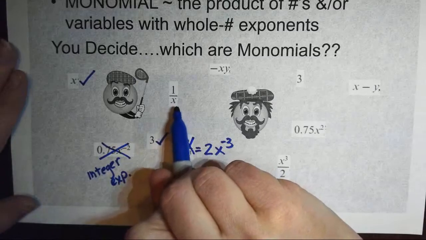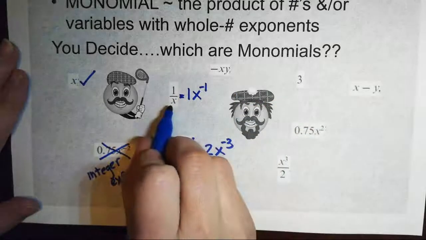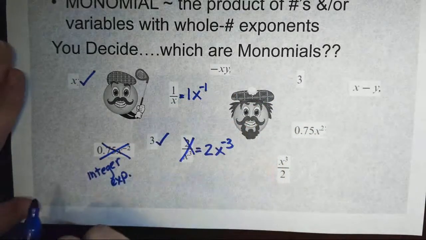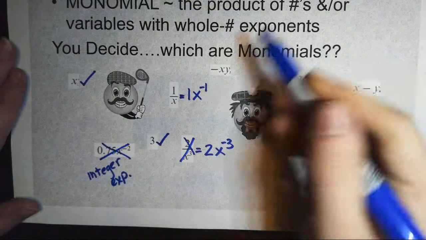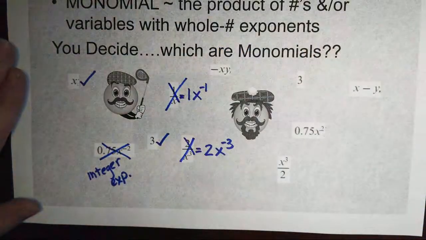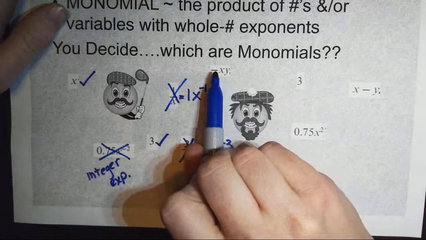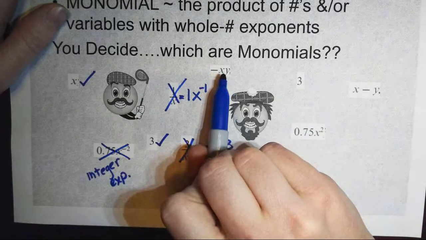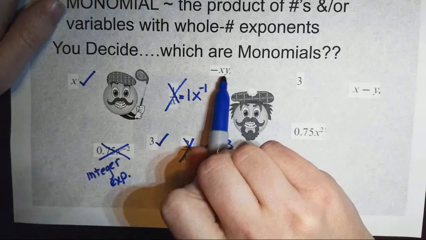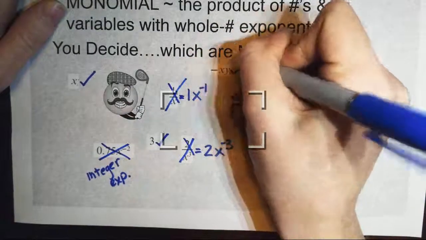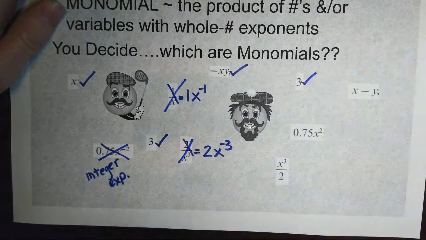Right here we have 1 over x. If we were to move that x into the numerator, it'd be 1x to the negative first, because in the denominator it's positive, so when we move it to the top it becomes negative. And since that variable has a negative exponent, or a non-whole number exponent, that one's not a monomial either. Right here, we've got negative xy. Now that's the product of negative 1 times x to the first times y to the first. Since we have constants and variables and all the exponents on our variables are whole numbers, that one is a monomial. For some reason, we've got 3 over here again, and 3 is, as we've already said, a monomial.